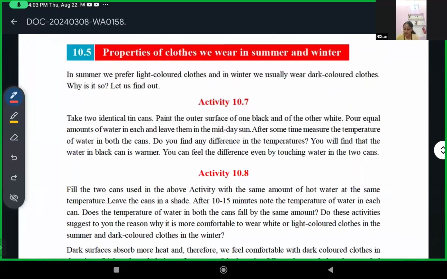Now, properties of clothes we wear in summer and winter. In summer, we prefer light colored clothes, and in winter, we usually wear dark colored clothes. Can anybody tell me why we do this? Ma'am, because dark colored clothes absorb heat. So if we wear dark colored clothes in summer, we'll get too hot, and we feel warmer when we wear dark colored clothes in the winter. Yes, that's right, Mohammed. Good.